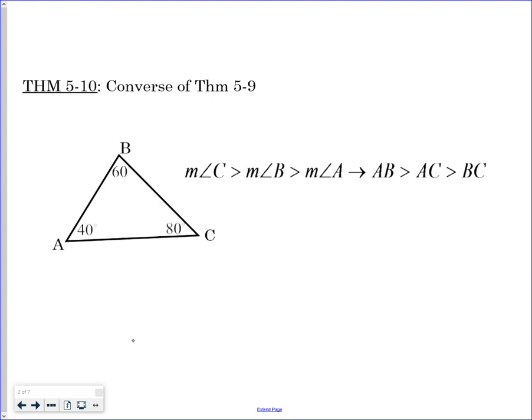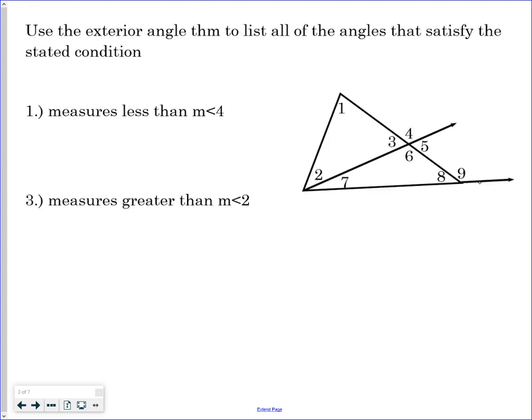And then backwards. This time I know my angles, but I don't know my sides. So the biggest angle here is angle C, and then angle B, and then angle A. So what side is across from angle C? AB, and then AC, and then BC. It's the same thing but backwards. Do you guys get that? Okay. It's easy, right?